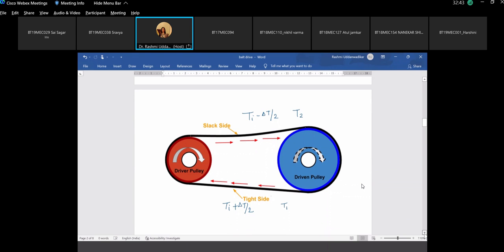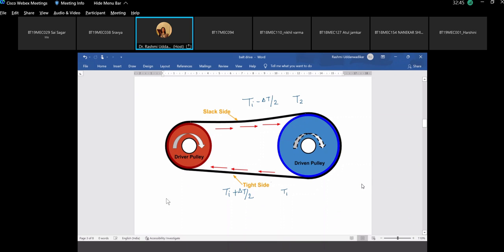And if the coefficient of friction between the belt and the pulley is mu and the angle of overlap of the belt at the pulley is given by theta, what is the ratio of belt tensions? T1 by T2 is given as, what is the ratio of belt tension? Arshini?